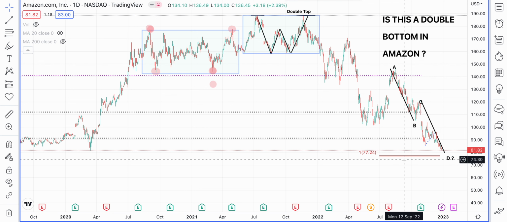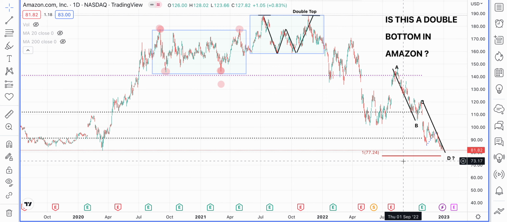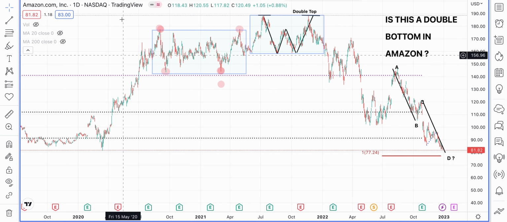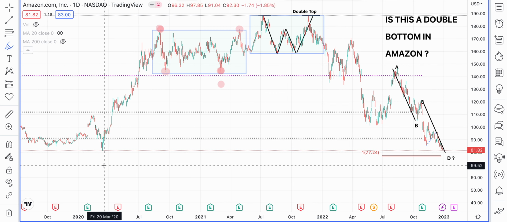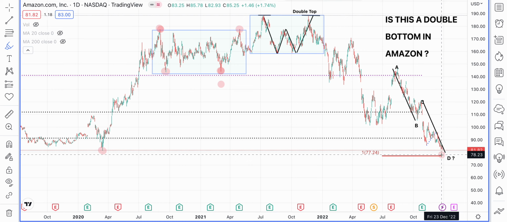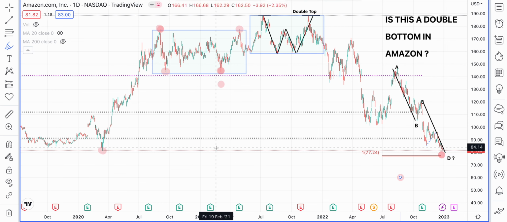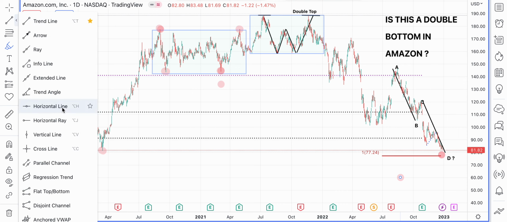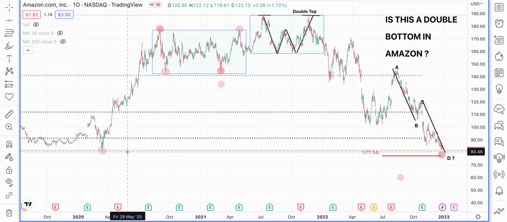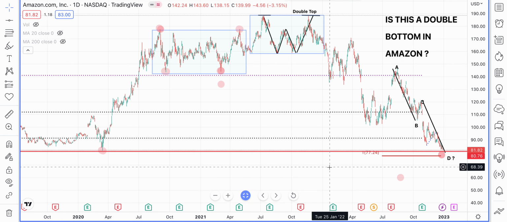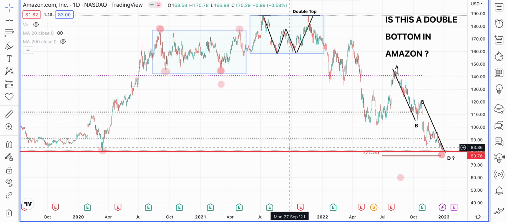And where are we approaching now? We are approaching a double bottom. Why? Let me show you. This is going back to March 2020, and here we are very close to that level. So let me actually draw a horizontal line here. Boom.